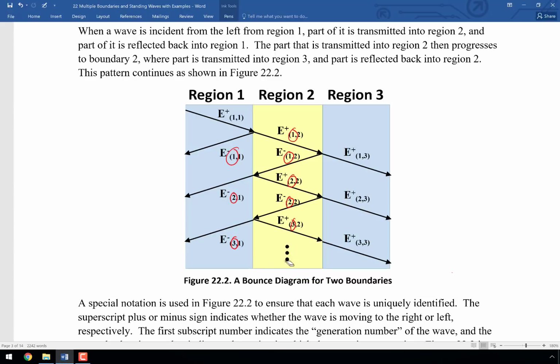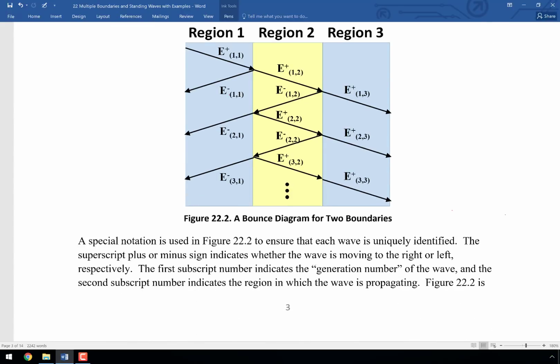We can't draw forever, so that's what this implies: there are, in fact, additional waves moving down as we go through the bounce diagram. In a problem or in an exam, I would give you exactly how far to go down and how many waves to account for. Over here again, waves moving to the right, we have first generation, second generation, and third generation. So we have a superscript that tells the direction. We have two subscripts, one of which tells the generation and one of which tells the region. So between those three identifiers, we can identify every wave uniquely in this picture.